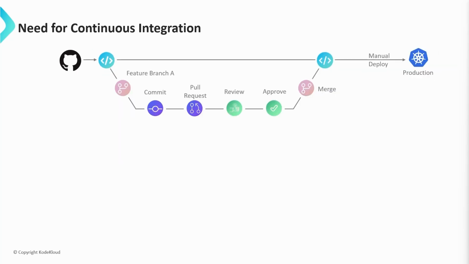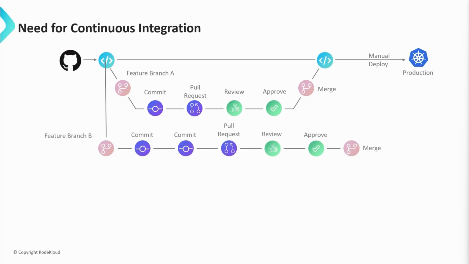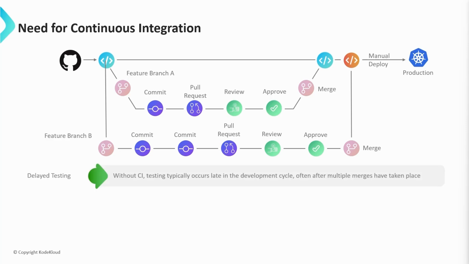In real-time scenarios, you often find multiple developers working on different feature branches, each focusing on a new enhancement. Performing multiple merges without the implementation of CI in a software development workflow can lead to several significant problems and challenges, such as delayed testing, inefficient deployment, and quality assurance challenges. Talking about delayed testing, without CI, testing typically occurs late in the development cycle, often after multiple merges have taken place. This delay can make it harder to identify and rectify issues early in the development process, which increases the risk of defects making their way into production.